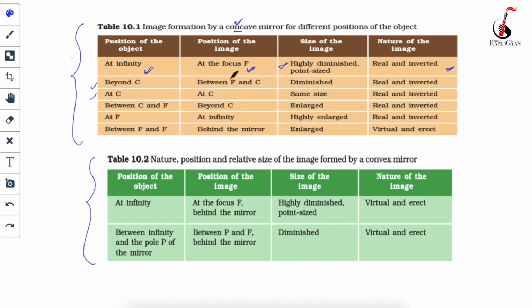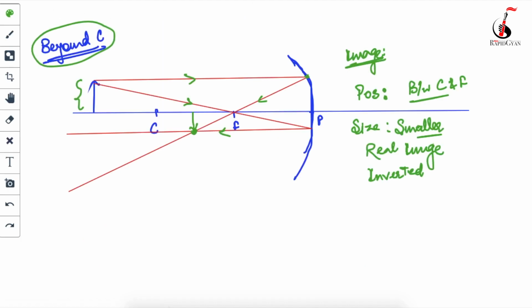Check here, beta. When it's beyond C, the position of the image is between C and F. Size is smaller, diminished. Nature of the image is real and inverted. Hope you guys understand this. Let's talk about the third case, when the object is at C.